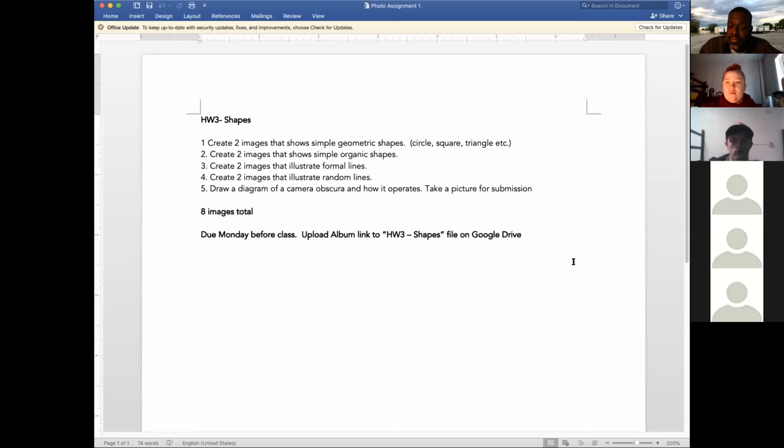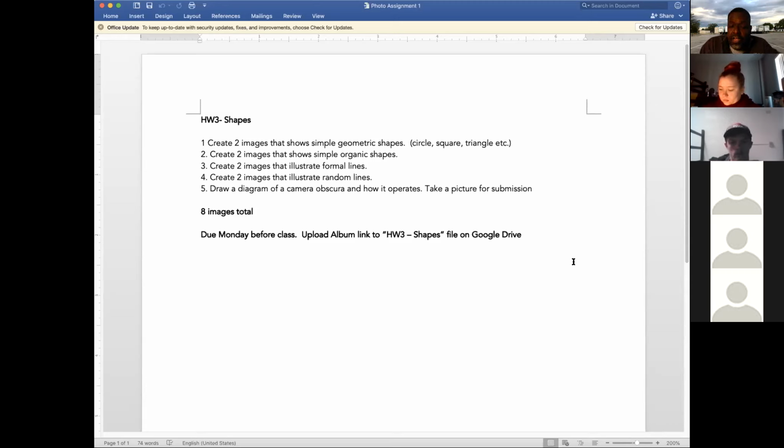You're going to also create 2 images that show simple organic shapes. What's the difference between a geometric and organic shape? Does anybody know? Organic is like nature, I guess. Yes, shapes found in nature. Shapes not drawn, man-made, or built or whatever. So not perfect shapes, or not man-made, basically. They're not even on each side, or perfectly straight, things like that. So basically shapes found in nature is the easiest way to say it.